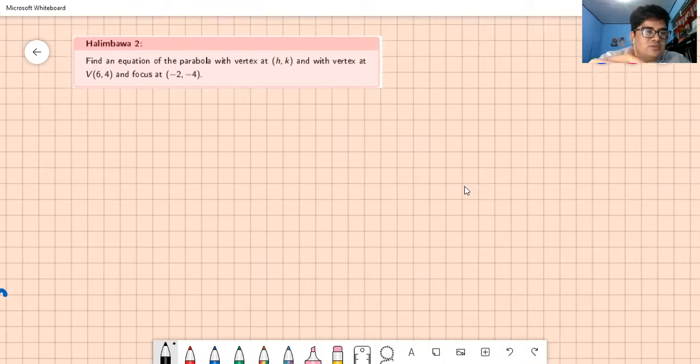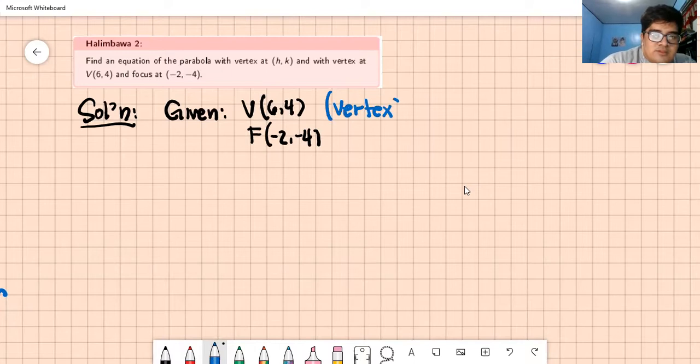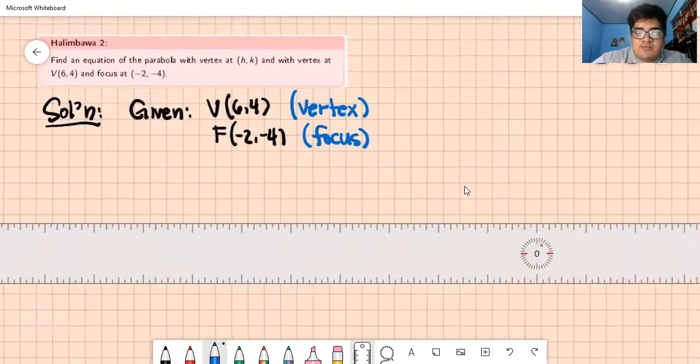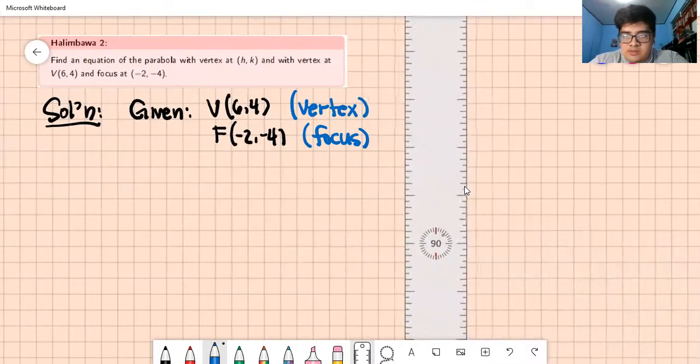Alam na natin yung vertex and yung focus. Ngayon, how do we suppose to do this? Solution. Ngayon, the given natin is the vertex which is 6, 4 and the focus is -2, -4. So this is the vertex and this is the focus. Tama ba? Ngayon, what's missing is the directrix. Ngayon, i-drawing din natin siya. Ngayon, ganito. How are we supposed to attempt in drawing this?